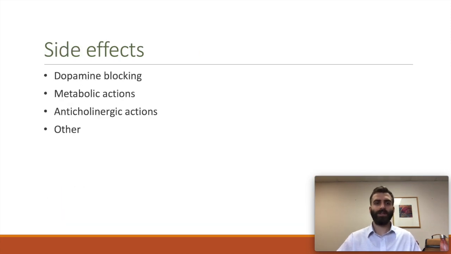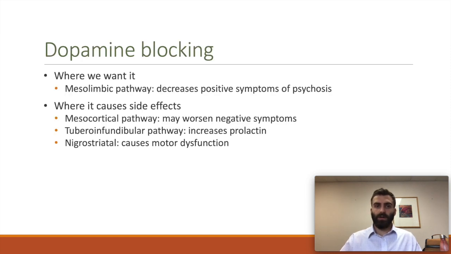Okay, next I wanted to go into some of the side effects. I'll start with dopamine blocking side effects, then we'll go metabolic, anticholinergic, and then a few others. So antipsychotics work in general by having dopamine blocking effects. In the mesolimbic pathway, when you block dopamine, you decrease the positive symptoms of psychosis.